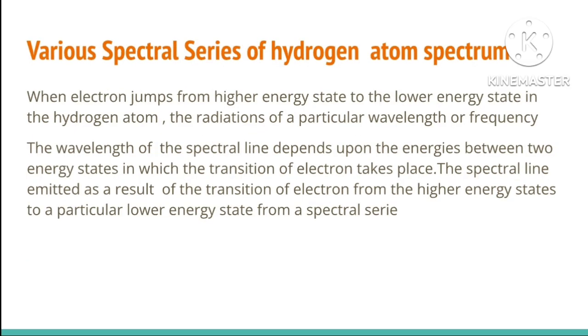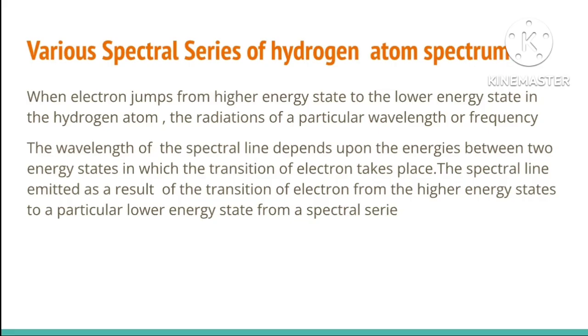So now various spectral lines of the hydrogen atom spectrum are obtained. The question arises, what are spectral lines or what is a spectral series? The spectrum of an element has wavelengths that show definite regularities, which can be classified into certain groups known as spectral lines. The lines which create a certain group separate from each other are known as a spectral series.